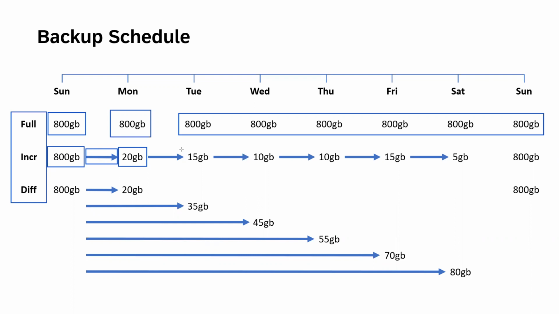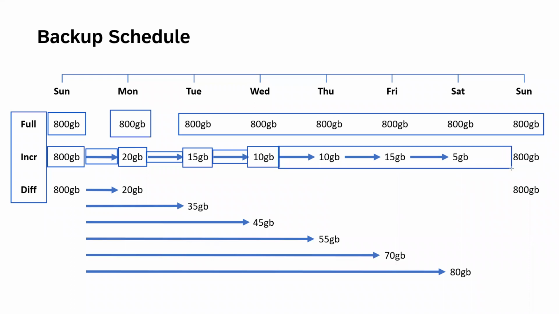Similarly, moving ahead to Tuesday, it will take the changes done after the previous incremental backup. After the previous incremental backup, the changes were 15 GB, so it will only take the backup of 15 GB of data. Similarly, it goes on the next day. For example, in the middle of the week there is not much activity, so the changed data was only 10 GB. So it will only take the backup of the data changed since the last incremental backup, and so on.